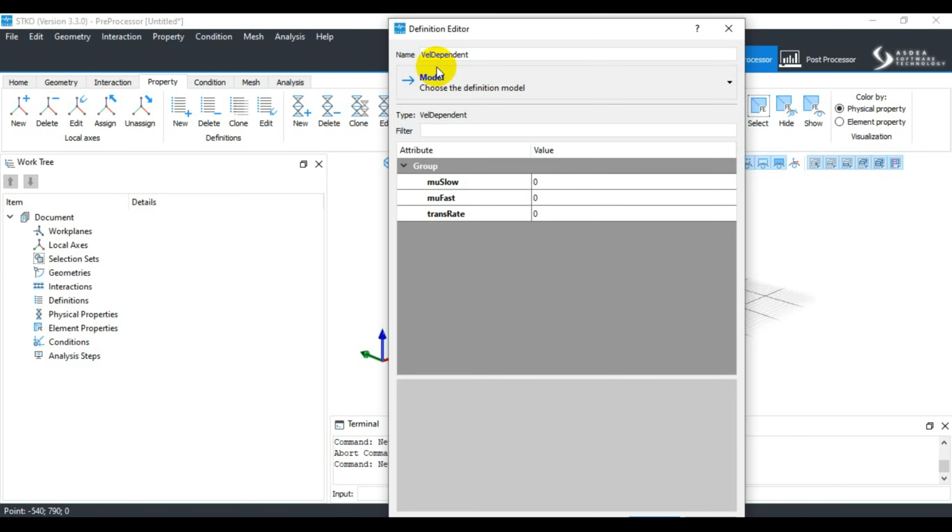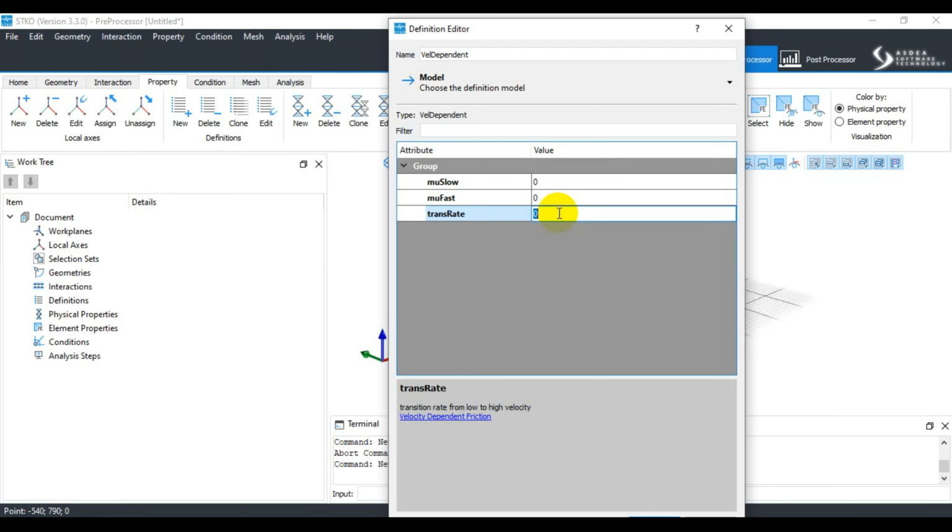This command is used to create an object that represents a velocity dependent friction model, especially tailored for materials like PTFE, polytetrafluoroethylene, sliding on a stainless steel surface. There we have some values: mu slow, mu fast, and this is the transition rate from low to high velocity.